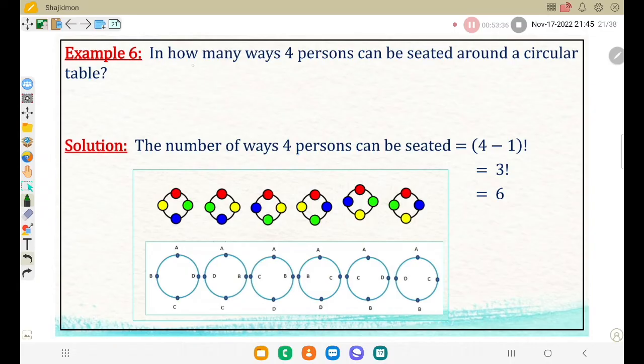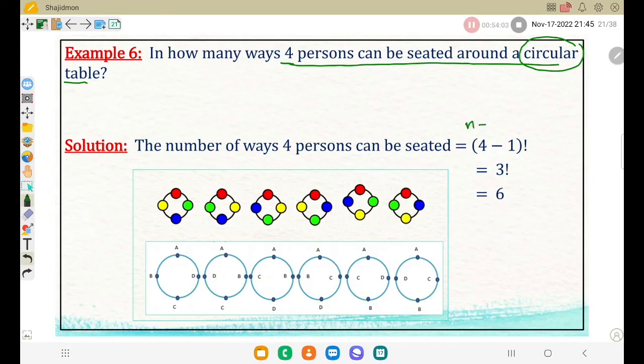Example: in how many ways can 4 persons be seated around a circular table? We have 4 persons. They want to sit around a circular table, correct? How many ways can the persons be seated at a circular table? Circular means circular permutation. So we need the number of ways 4 persons can be seated.